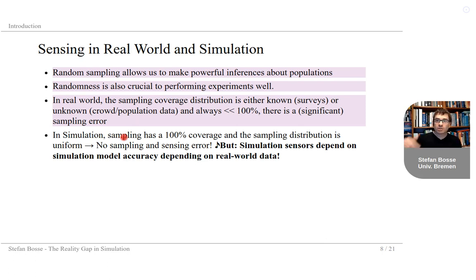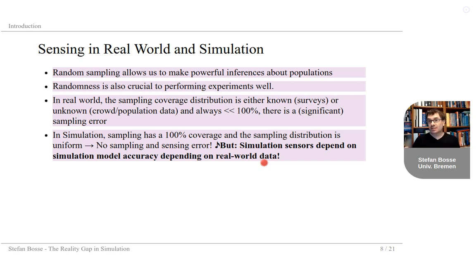In simulation, we have the opposite situation. Sampling has a 100% coverage. We can measure all agents. We can measure all entities in our entire simulation. And the sampling distribution is uniform or is known. No sampling and sensing error on the first glance. But simulation sensors depend on simulation model accuracy, depending on real-world data. And now again, we have an issue.